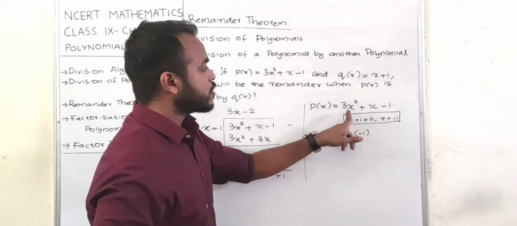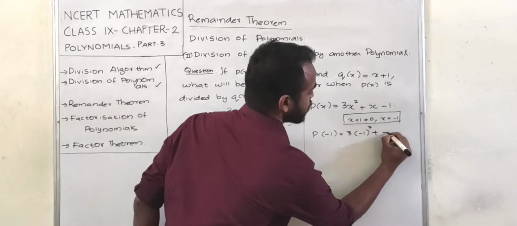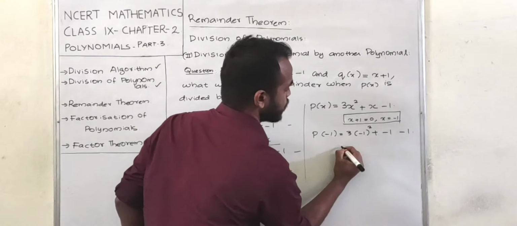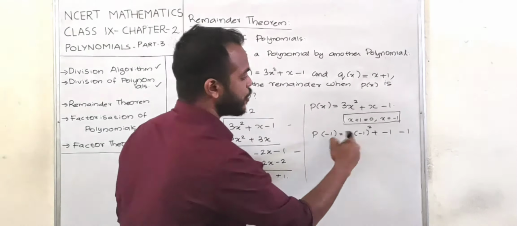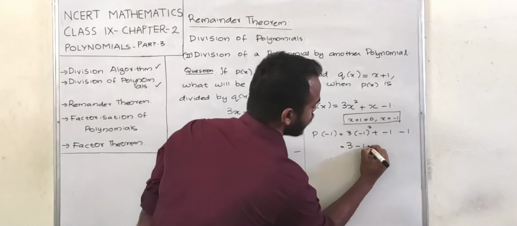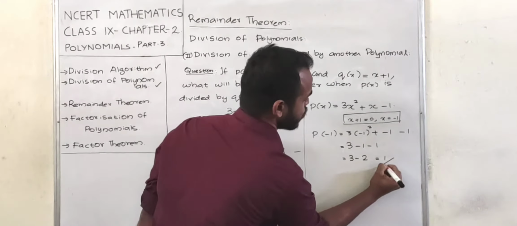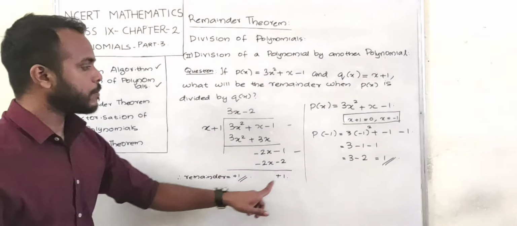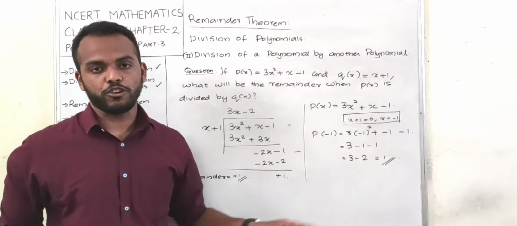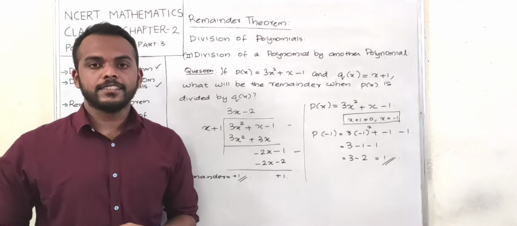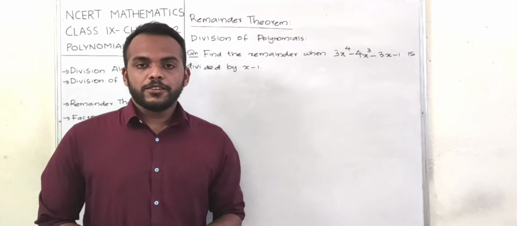So 3 into, instead of x, we need to put minus 1. So 3 into minus 1 square plus minus 1 minus 1. What happens? 3 into minus 1 square is 1 itself. 3 into 1 is 3. Minus 1 minus 1. So what is it? 3 minus 2 is equal to 1. See the remainder? This will be true for all polynomials. Let us see another example for this particular case.